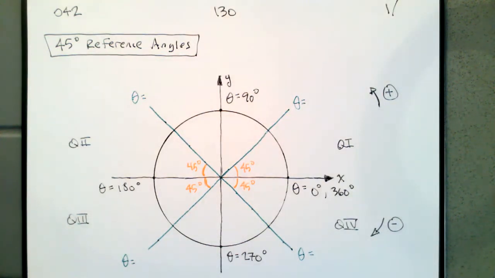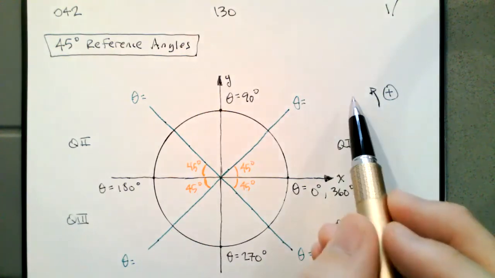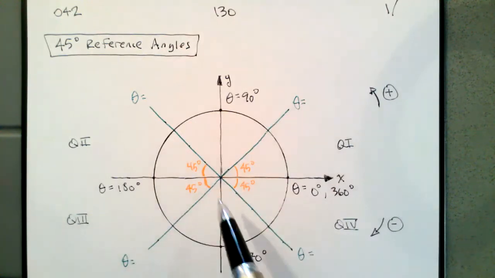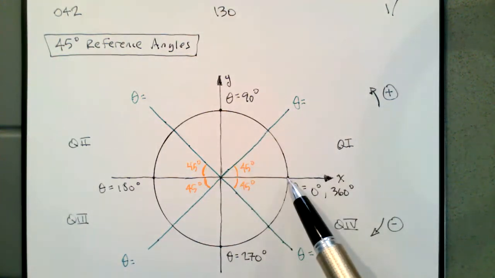Last time, we defined what standard position was, where the initial side would be on the positive x-axis, counterclockwise would be the positive direction, and then the terminal side will terminate in one of these quadrants or on the x or y axis. Reference angles were always going to be measured from the terminal side of the angle to the nearest part of the x-axis.